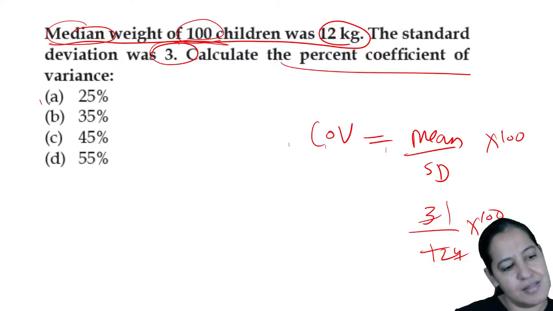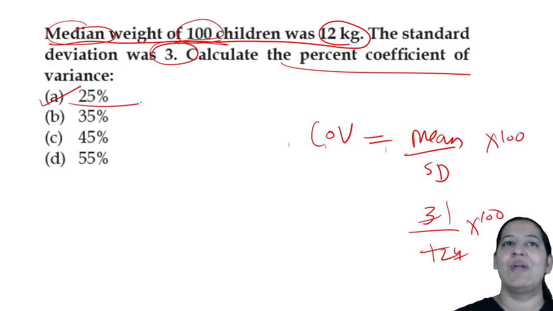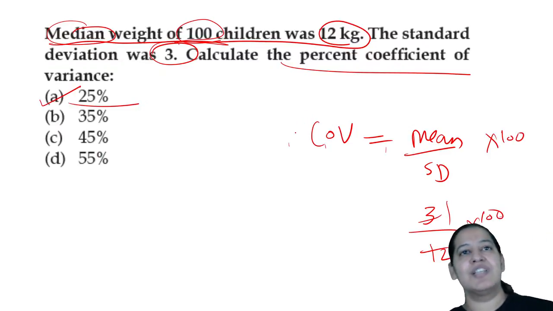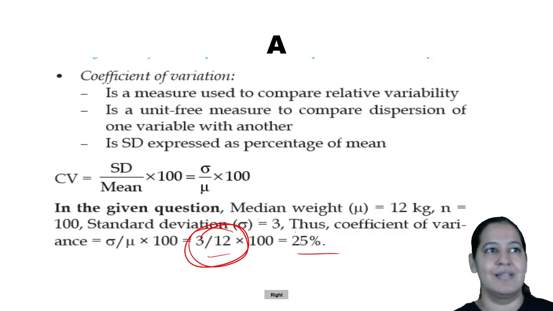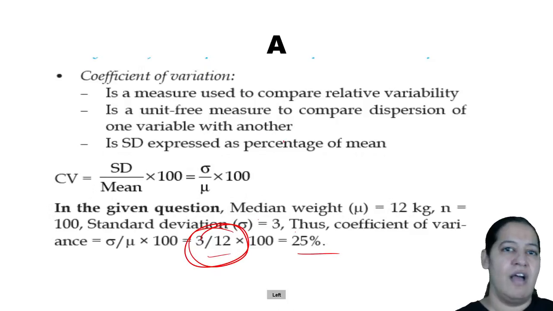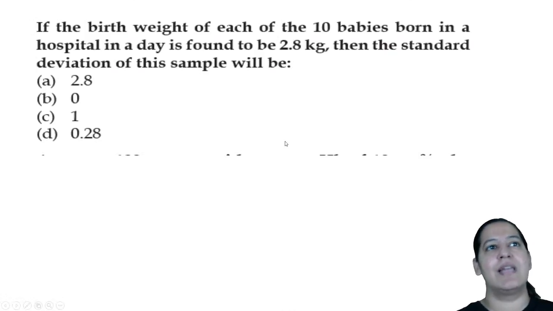So the correct answer here is A. You all are right. The correct answer here is 25%. So the percentage coefficient of variance is 25%. That is the thing. Done or not? Have you got it? Should I proceed? This is the next question in front of you.